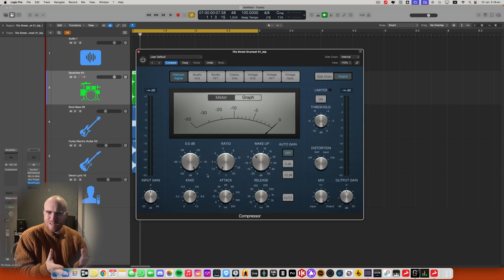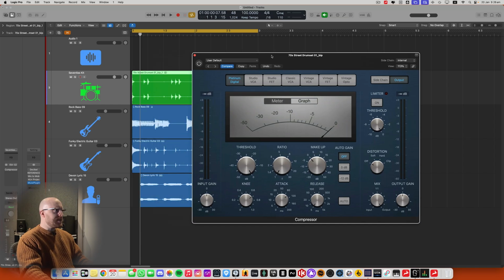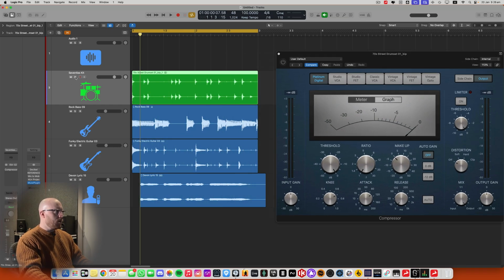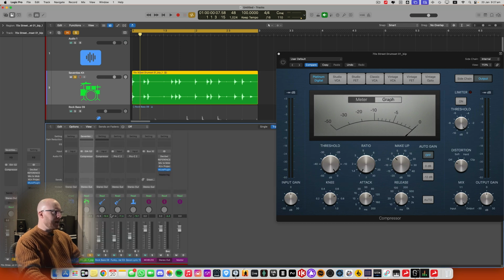What does that mean? Well, let's take this drum pattern as an example. I'm going to solo out this drum pattern and let's look on our meter here at where this drum pattern is peaking.